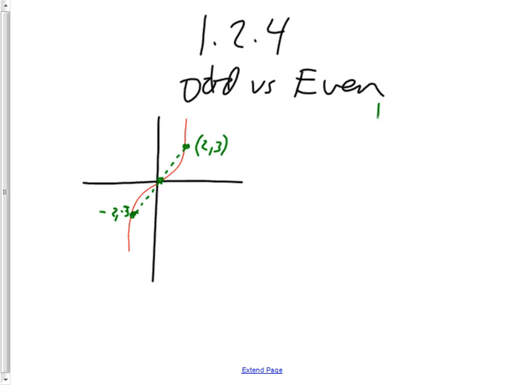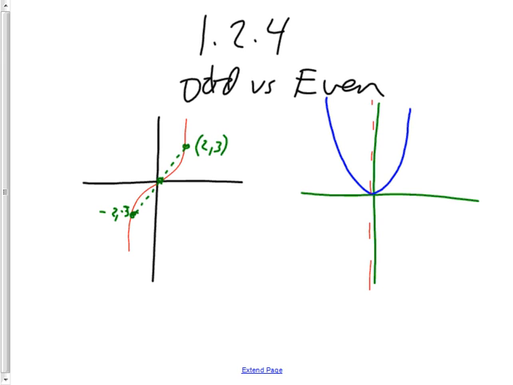Okay, even functions, they have line symmetry. So for instance, the old classic parabola. If I take a line down the middle, a point over here goes right over here, and this used to be 2, 5. Well, it turns into -2, 5. Notice, again, a negative involved, but a negative is only on one part of it. Does that make sense? All right.